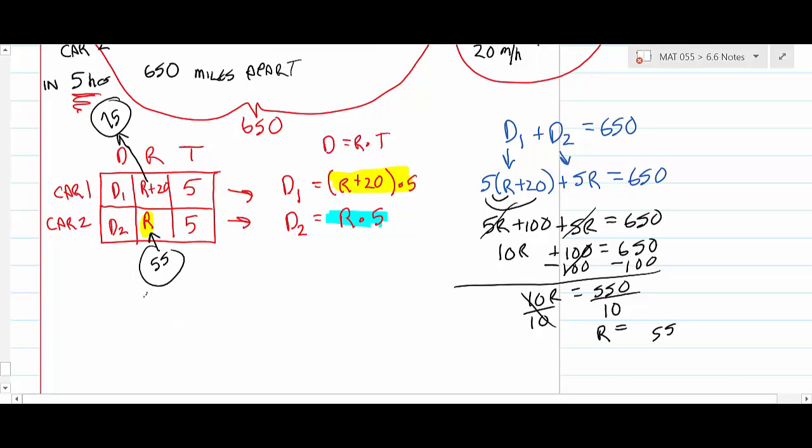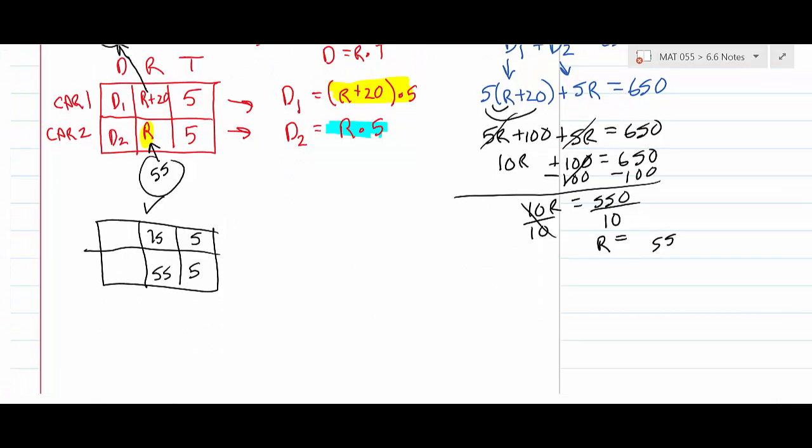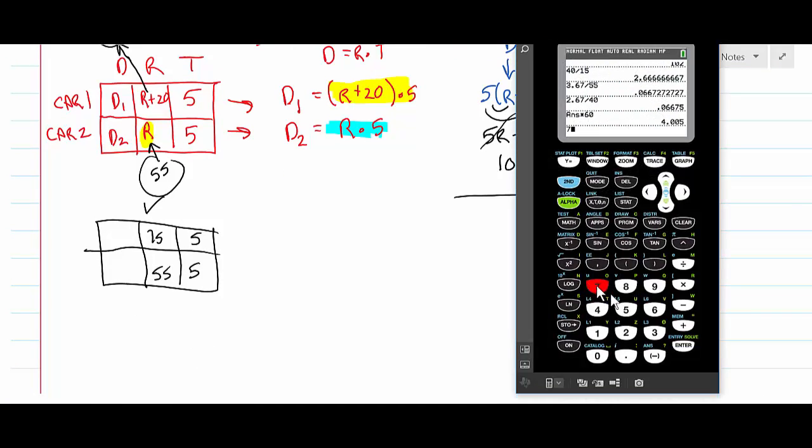So I'm going to do a little check here as I go. What I've got so far is 75, 5, 55, and 5 like that. Now these distances are not the same because one guy's going faster than the other. So if I just do 75 times 5, I'm going to get 375. And then if I do 55 times 5, the other car is going to go 275.